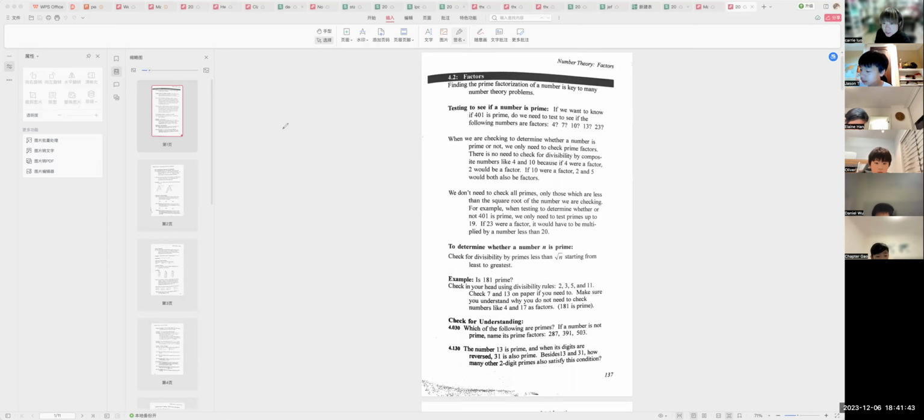Okay, so we don't need to check all primes, only those which are less than the square root of the number we're checking. For example, when testing to determine whether or not 401 is a prime, we only need to test primes up to 19. If 23 were a factor, it would have to multiply by a number less than 20. Get it? So that's the same thing. You can check both prime numbers or square numbers. Understand? To determine whether a number n is a prime, check the divisibility by primes less than the square root of n, starting from the least to the greatest. Okay, so please write down this one.